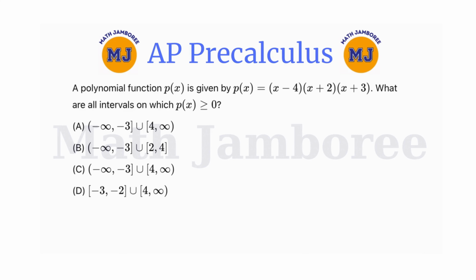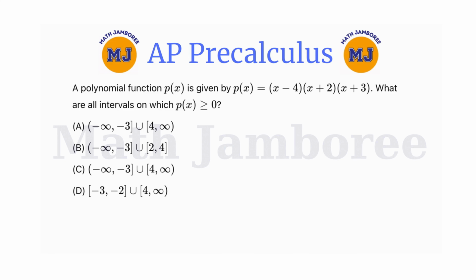In this video, we have another AP Precalculus type of question from the topic of polynomial and rational functions. Let's solve it together. A polynomial function p of x is given by p of x equals (x minus 4)(x plus 2)(x plus 3). What are all intervals on which p of x is greater than or equal to 0?